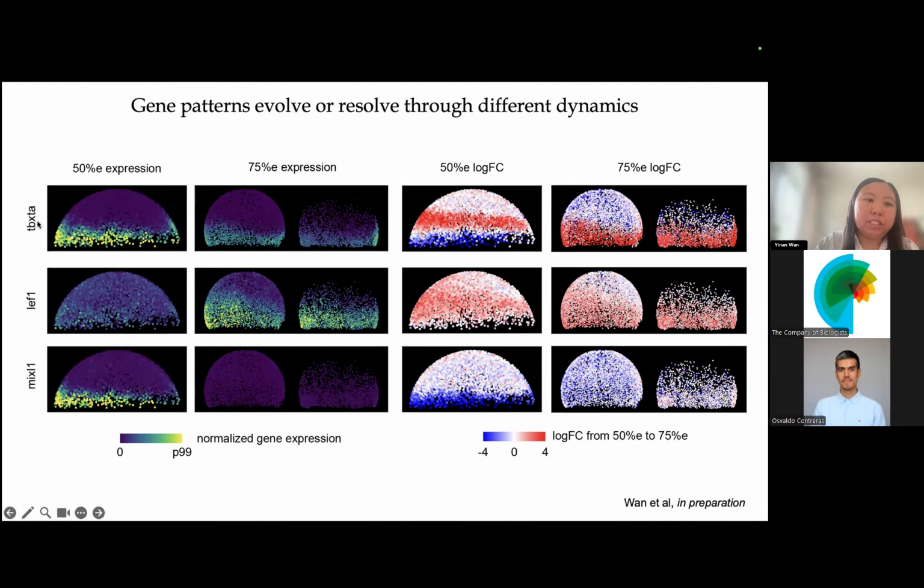Here's an example of the gene called TBXTA. If you're familiar with mammalian development, this is the brachyury gene, which is a famous marker for mesoderm identity. If you just look at the gene expression pattern, you see that it's at the margin of the early gastrula stage and it's at the margin of mid gastrula stage. You may say, oh, this is boring. The cells just passively stay there.